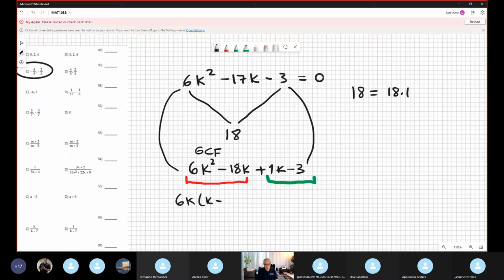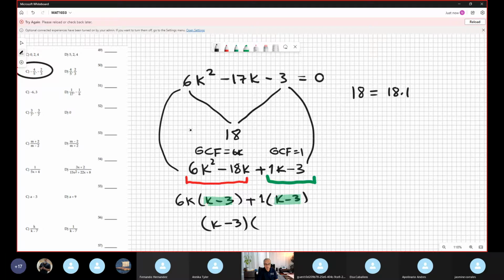So we have k minus 3 plus 18, because 6 times 3 is 18. And the second couple, the green couple, we have no GCF. Wow, GCF is 1. Here is 6k, and 1 is invisible. This is k minus 3. But one more time, I can see the same factor. Therefore, I am happy.